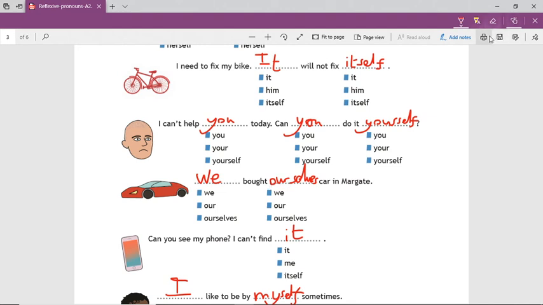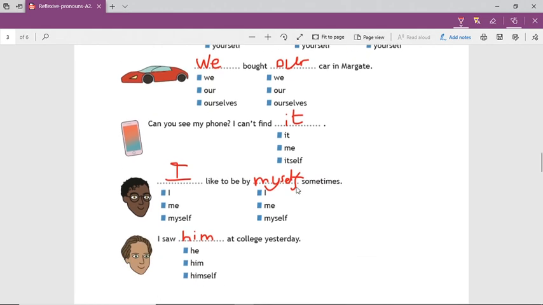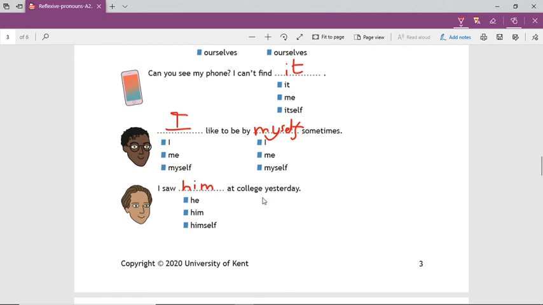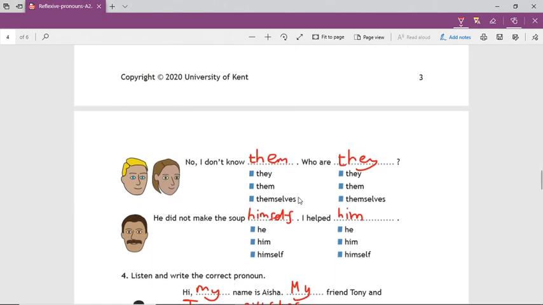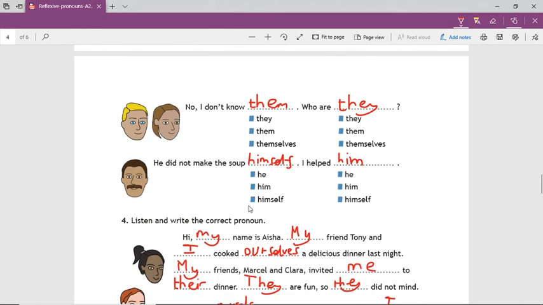Oh, I've realised I've got this wrong. Apologies about that. So instead of ourselves, it's going to be "we bought our", because it's not a reflexive pronoun. We're just looking at the individual object there. So we bought our car in Margate. Can you see my phone? I can't find it. I like to be by myself sometimes. I saw him at college yesterday. No, I don't know them. Who are they? He did not make his soup himself. I helped him.